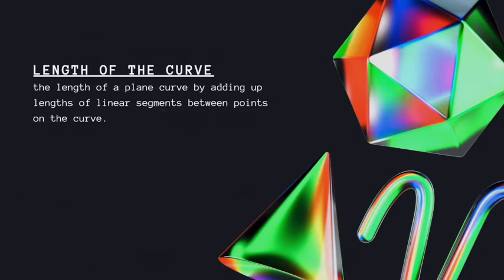Length of the curve. The length of a curve is found by adding up lengths of linear segments between points on the curve.